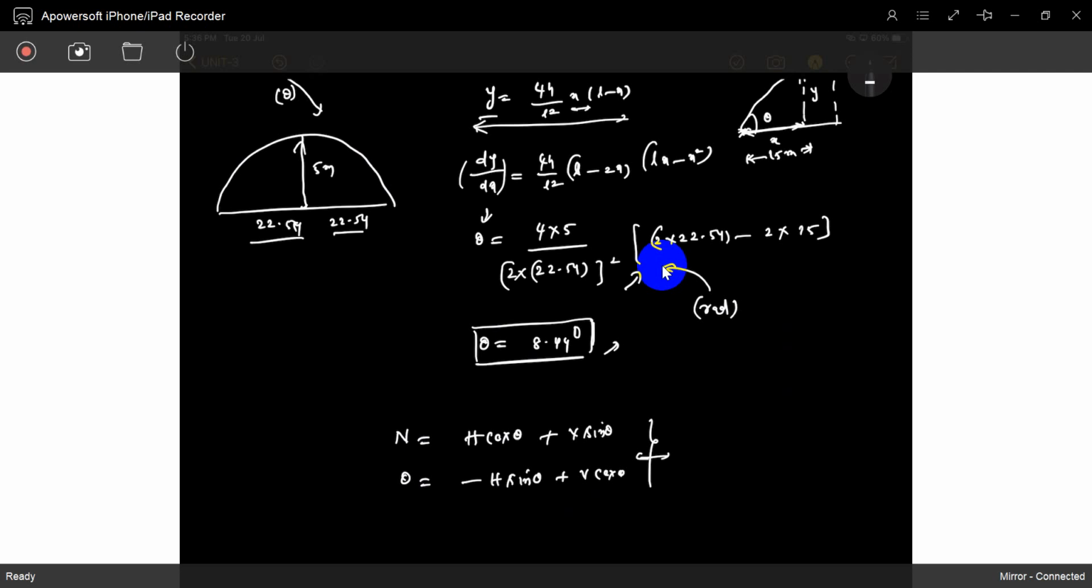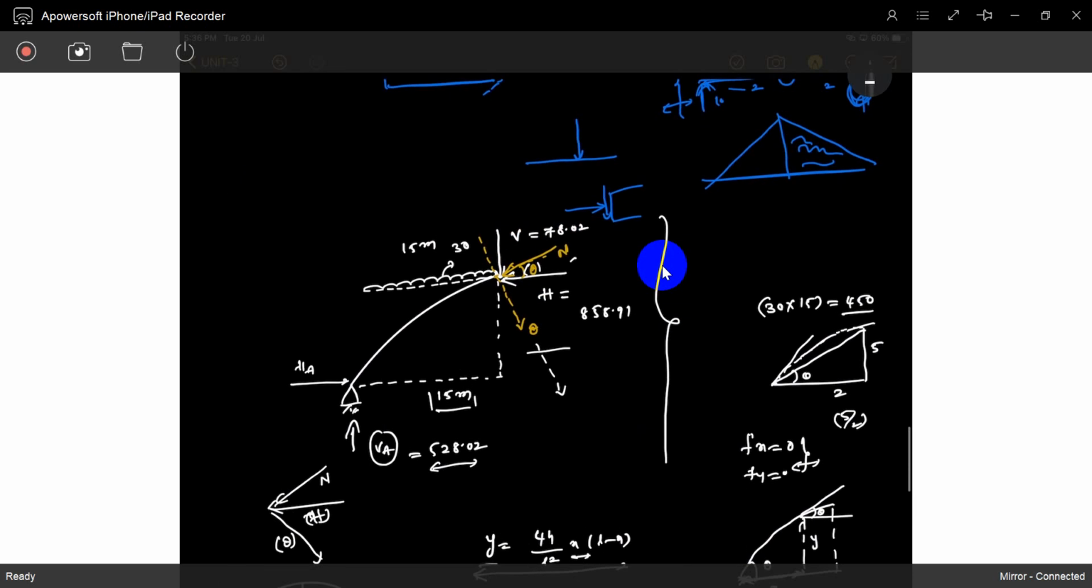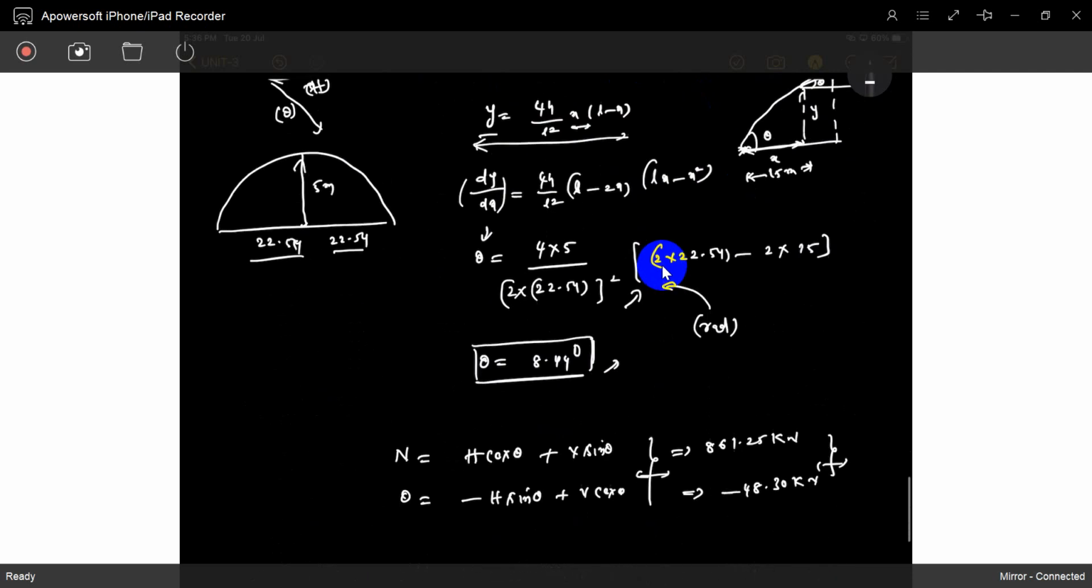So normal thrust is 825 kilonewtons. So radial thrust is minus 48.34 kilonewtons. Minus means the radial thrust is going in the negative direction, opposite direction. We took this direction, but it goes in the upward direction. Those are the things: radial thrust and normal thrust. Okay, that's the problem. We solved it.